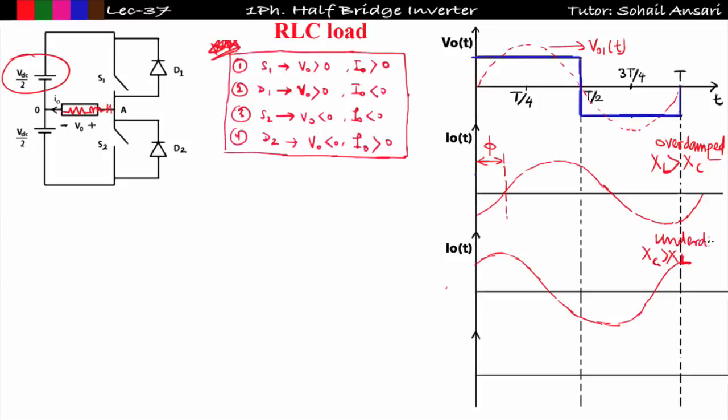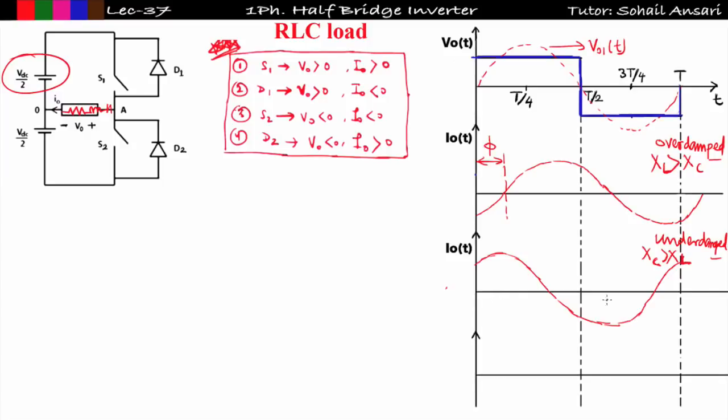In control systems, you will study in detail what is underdamped and overdamped. In an underdamped system, the value of zeta lies between 0 and 1, but in an overdamped system, the value of zeta is greater than 1, and you can easily find zeta by taking the values of L and C. If XL is greater than XC, then it is normally considered an overdamped system, and if XC is greater than XL, then the system is considered underdamped. You can also find it by finding the value of zeta, no issue.